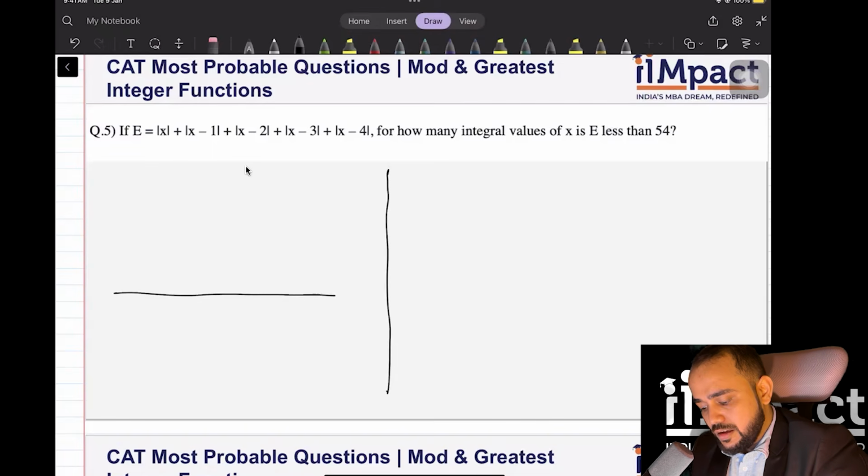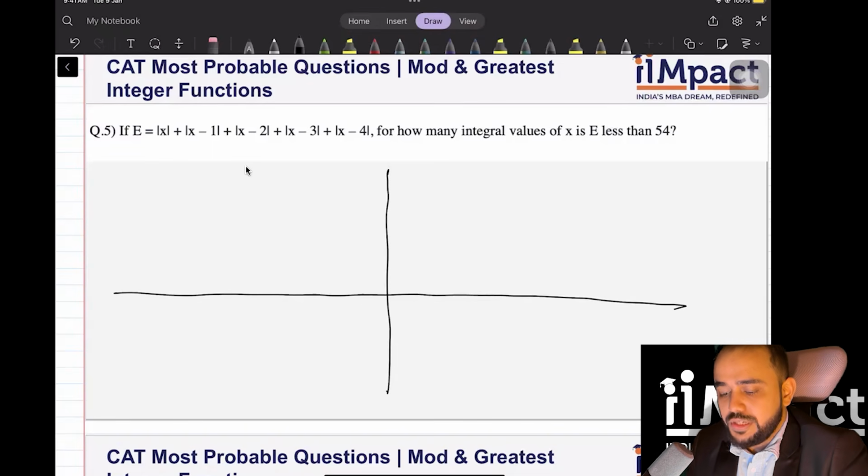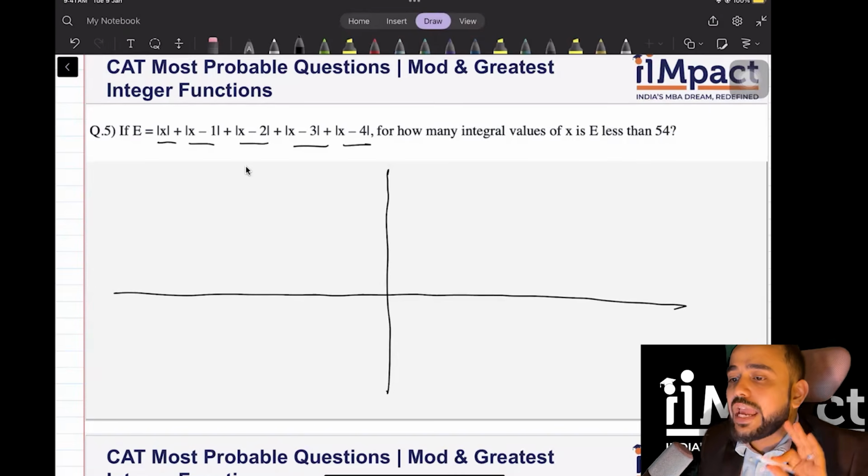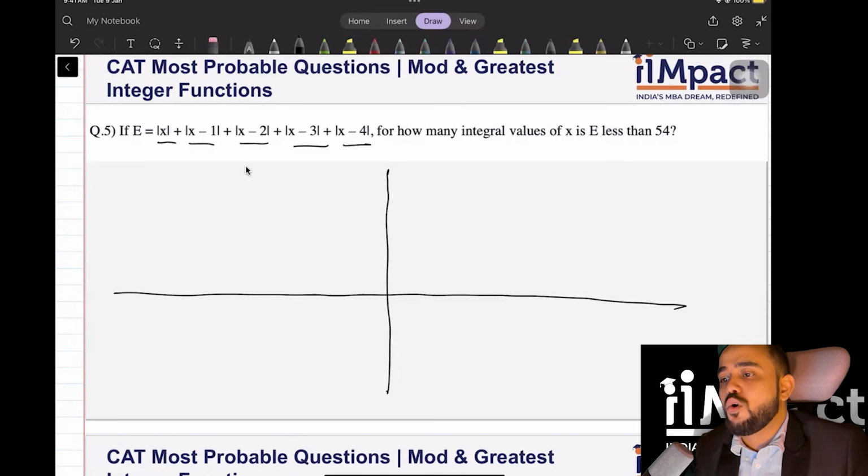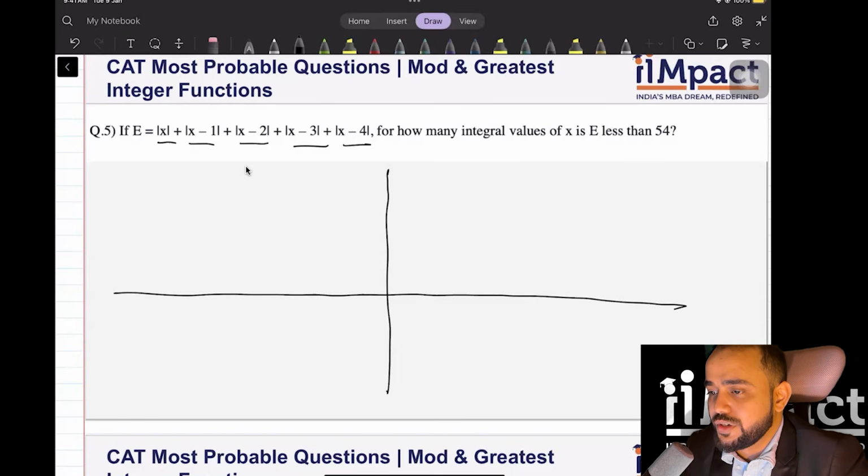Again, the worst way to do this would be to break your domain into places using which you will open the mods. You cannot open 5 separate mods in an examination which expects you to solve questions in 2 minutes. So something smarter has to be done. What exactly it will be, let us observe.